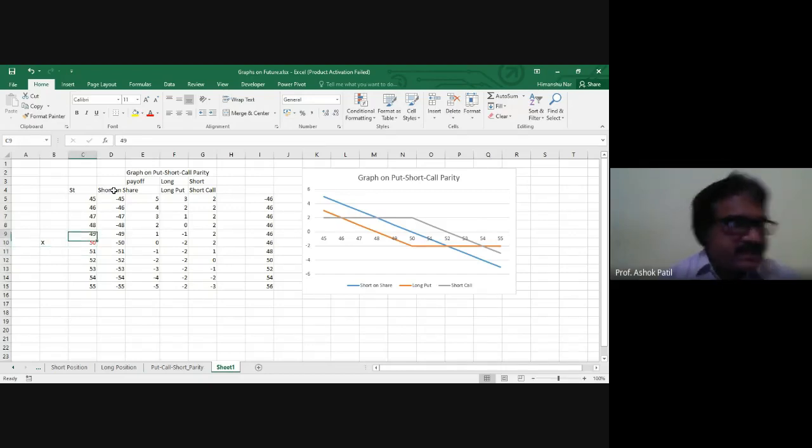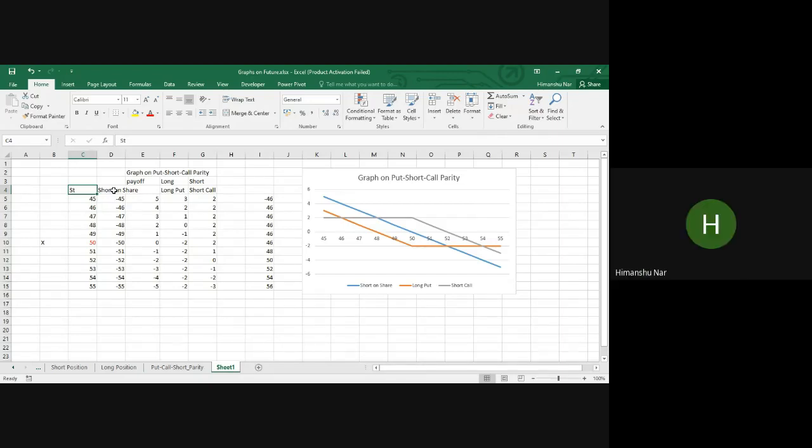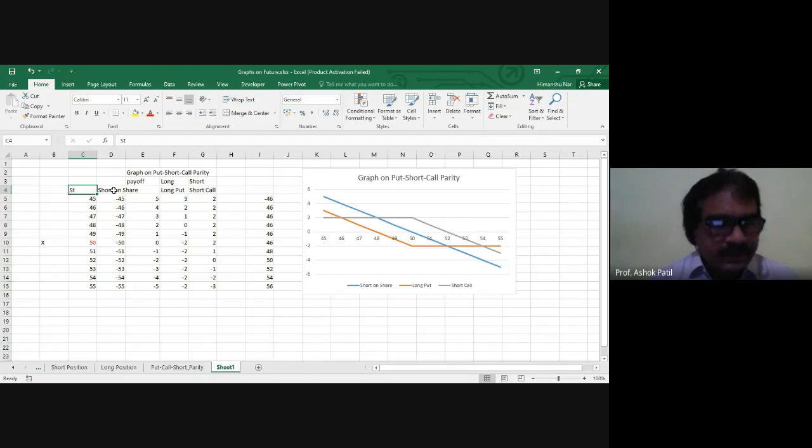What is ST? Can you repeat? Anybody can repeat actually, whoever wants to. But since he is presenting, let him do it. If he doesn't answer quickly, others can answer. Sir, ST is basically the price of the underlying at the maturity. So the maturity price may end up as 45 or it can be 53 also. So we do not know. The C column is telling you the possible maturity prices of the underlying, which are on the x-axis.